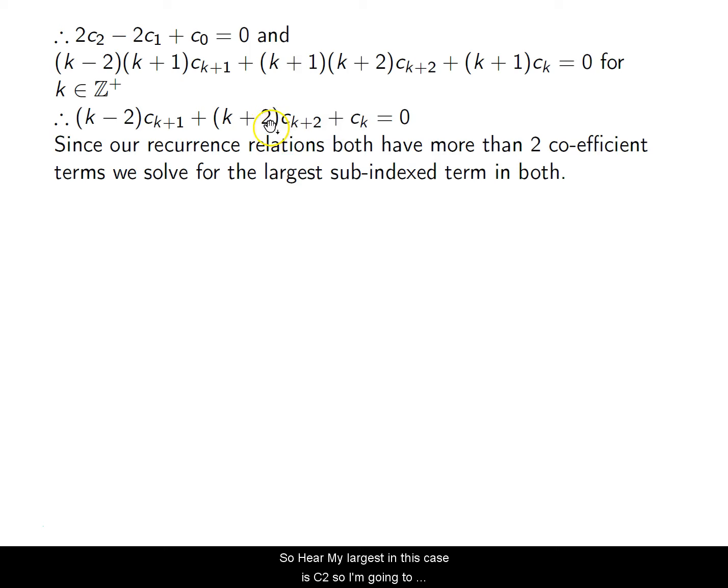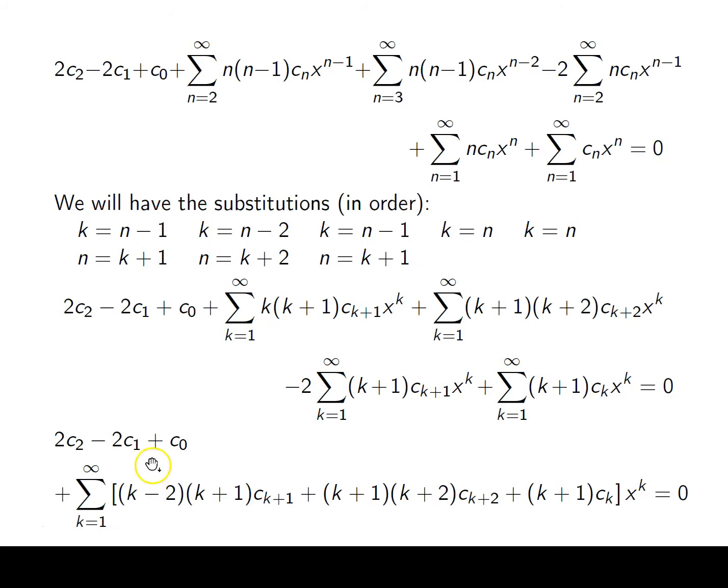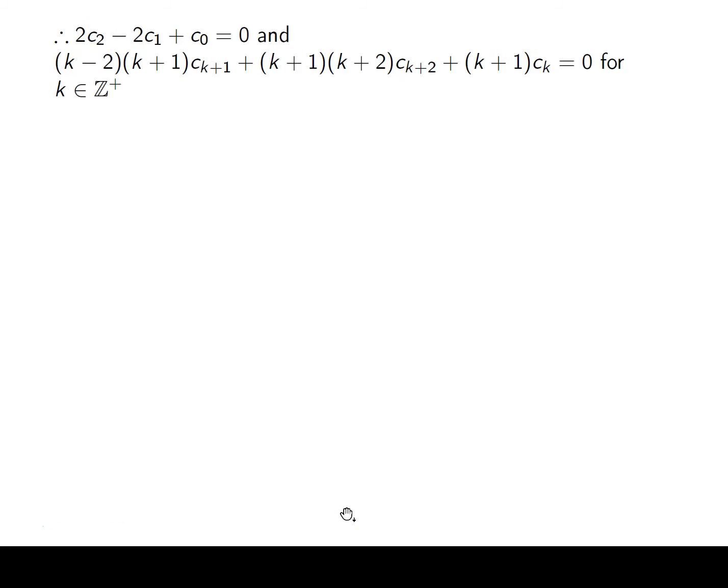So here, my largest in this case is c2, so I'm going to solve for c2 for the first one. Here, my largest is c to the k plus 2. So for this, I'm going to solve for c to the k plus 2. That's how I build my recurrence relations. Okay, so this isn't necessarily a recurrence relation yet. We're going to build them, but we use the pieces from our combined simplified series form.